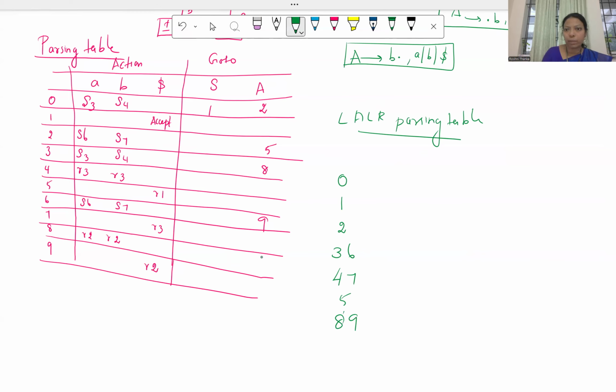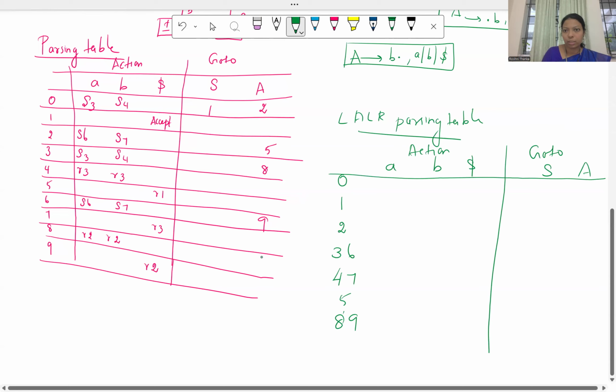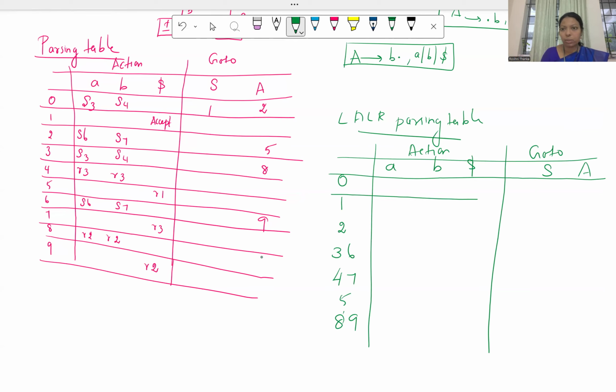And now here again we have action as well as goto. In the action, we'll write the terminals a, b, and dollar. And here we will write all the non-terminals. As usual, we can merge it together. Now let us write for the zeroth state first.